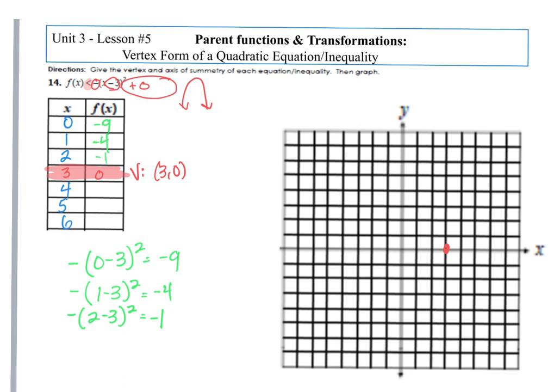Okay, I could keep continuing to plug in values, but I do know that these are symmetrical, so my next point on the opposite side of the 0 should be negative 1. My point after that should be negative 4, and then negative 9. So we'll make these dots. On either side of my vertex, we are going down to negative 1. On either side of that, we are going down to negative 4.